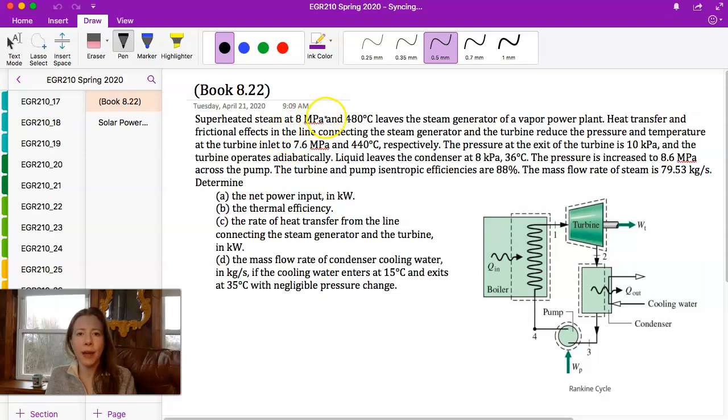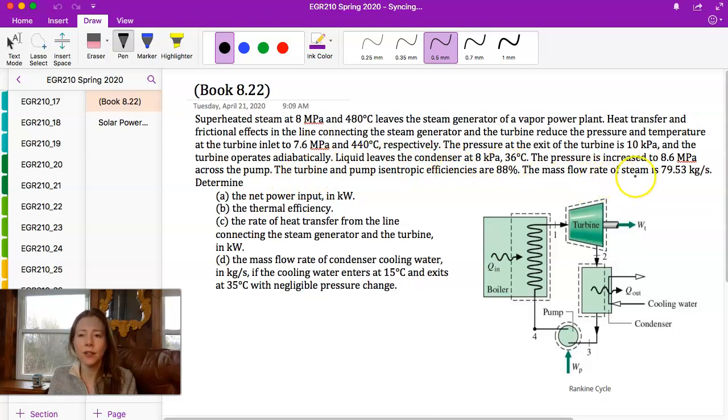Superheated steam at 8 megapascals and 480 degrees Celsius leaves the steam generator of a vapor power plant. Heat transfer and frictional effects in the line connecting the steam generator and the turbine reduce the pressure and temperature at the turbine inlet to 7.6 megapascals and 440 degrees Celsius, respectively. The pressure at the exit of the turbine is 10 kilopascals, and the turbine operates adiabatically. Liquid leaves the condenser at 8 kilopascals and 36 degrees Celsius. The pressure is increased to 8.6 megapascals across the pump. The turbine and pump isentropic efficiencies are 88%.